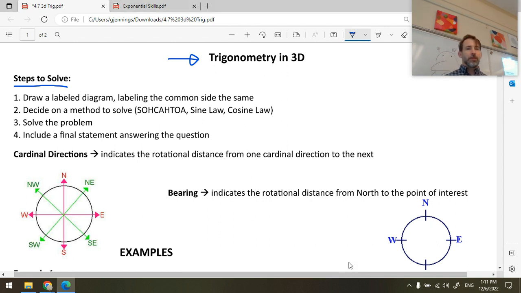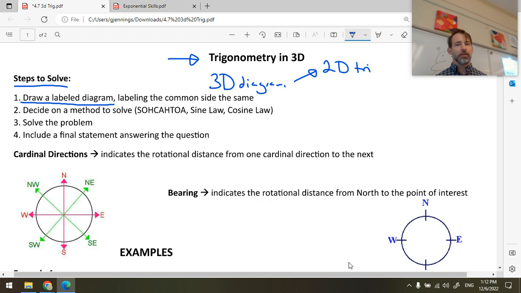So the first step is drawing a labeled diagram. Draw a diagram, label it. As you turn unknowns into knowns, I would recommend putting those known numbers into your diagram, labeling the common sides all the same. So what I do here is a little different than what this person is describing. I draw a 3D diagram, and then I explode that into various 2D triangles. What's a triangle? It's a shape with 3 sides.